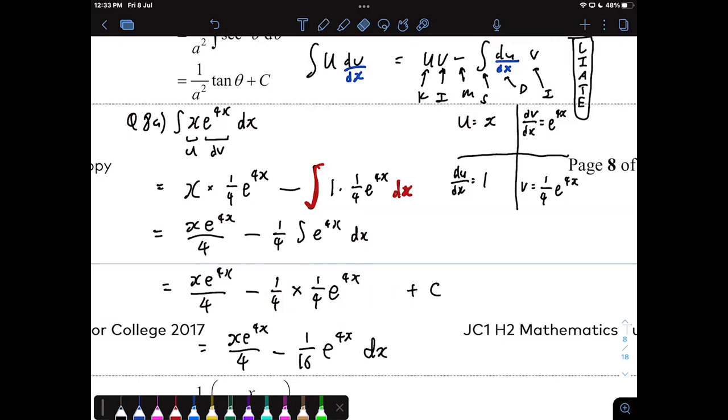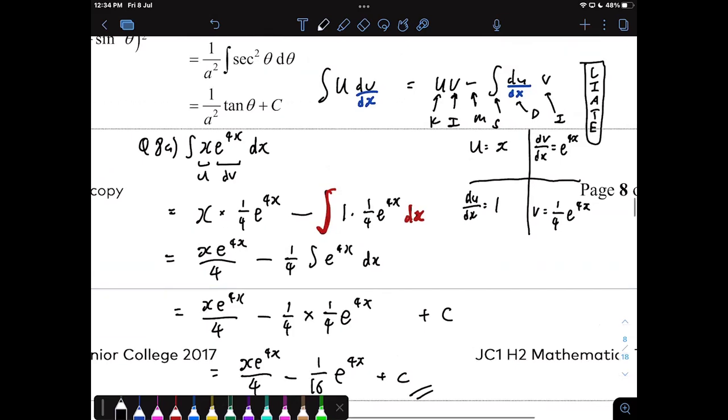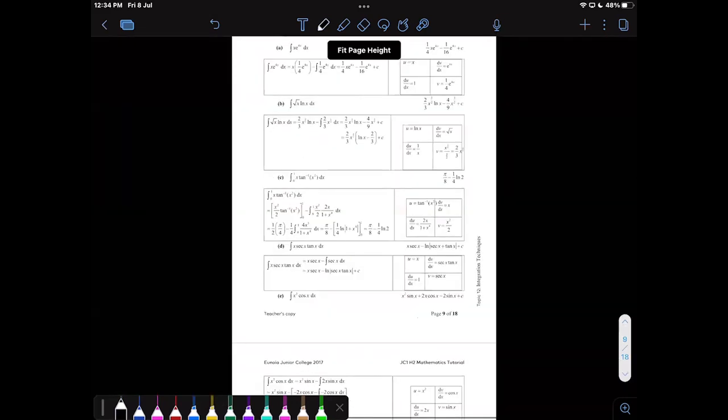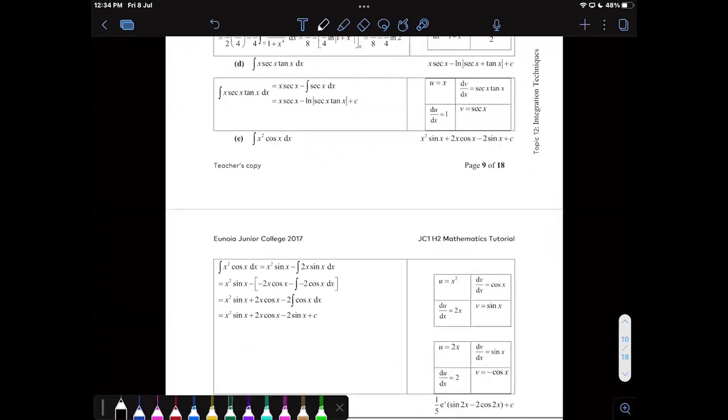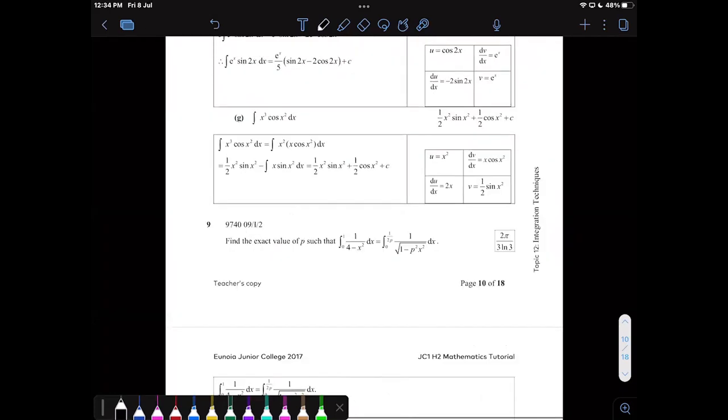Sorry, no more dx. No more dx. Sorry, I made a mistake. Should be this guy, then plus c, then that's it. Okay? Then the rest will be your exercise. Yeah, you go and work it out. Draw your table. I think table is the best way.